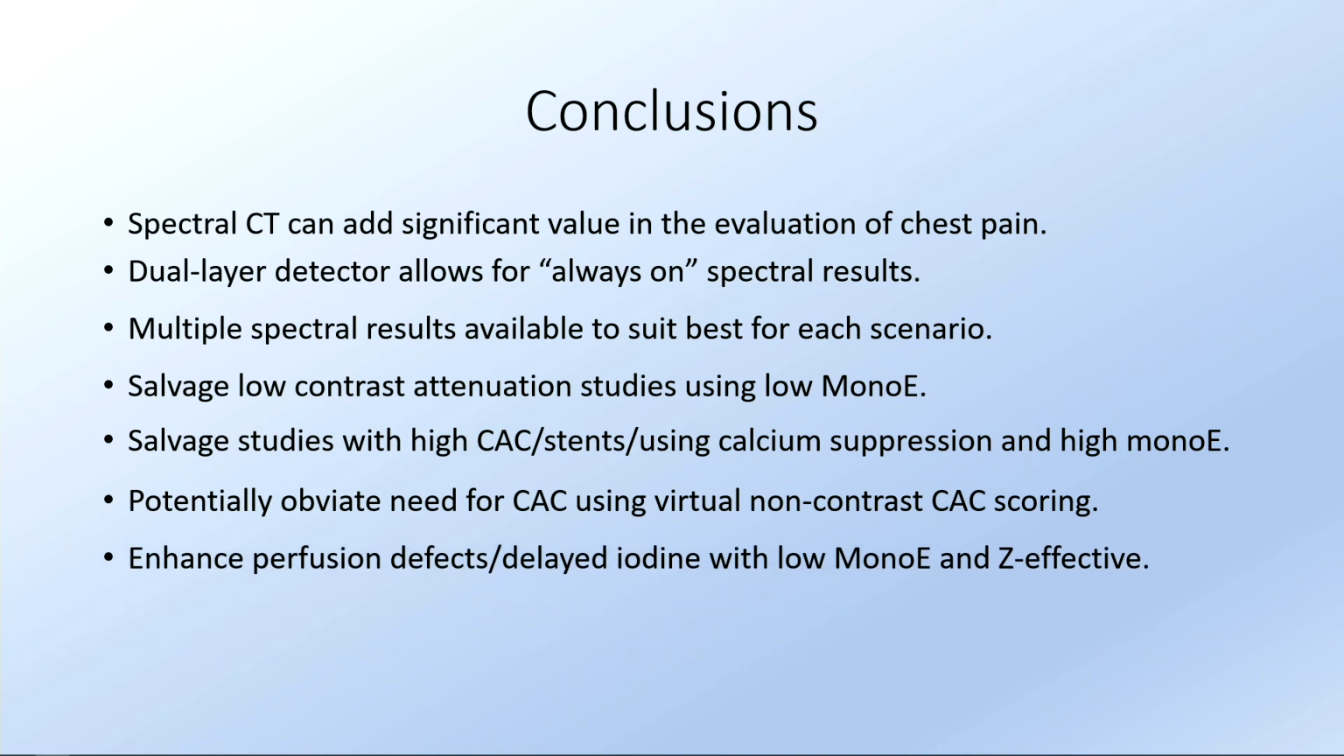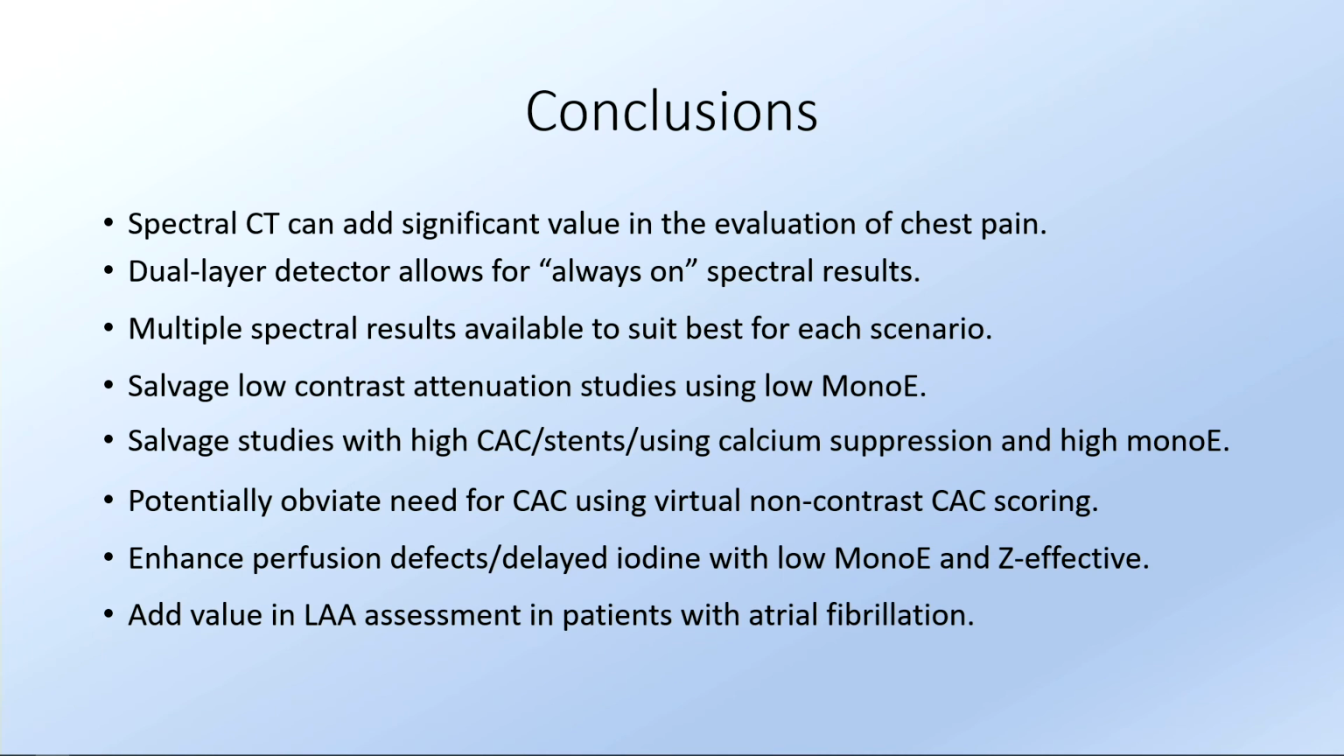We know that Spectral can enhance the perfusion defects and potentially the delayed iodine, like I showed in myocarditis, and we can do this with low mono-E's, and we can do this with a Z effective as well. And we know that it can add value in the left atrial appendage assessment in patients that are undergoing atrial fibrillation to detect left atrial appendage thrombus. Potentially, you could do delayed iodine there, but in my experience, this is at least hard to do with MRI in the atrium. So no one has done it, as far as I know, with CT.